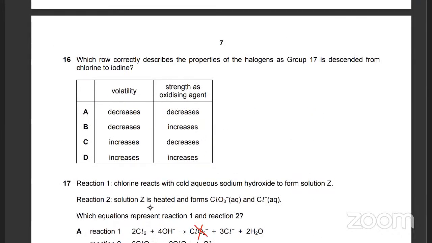Now the next question: which correctly describes the properties of the halogens as group 17 is descended from chlorine to iodine? What's the answer to this one? Volatility decreases or increases? Decreases. They don't evaporate easily down the group. Iodine is a solid. What about oxidizing agents down the group? Weaker or stronger? Decreases. They don't like to gain electrons down the group.